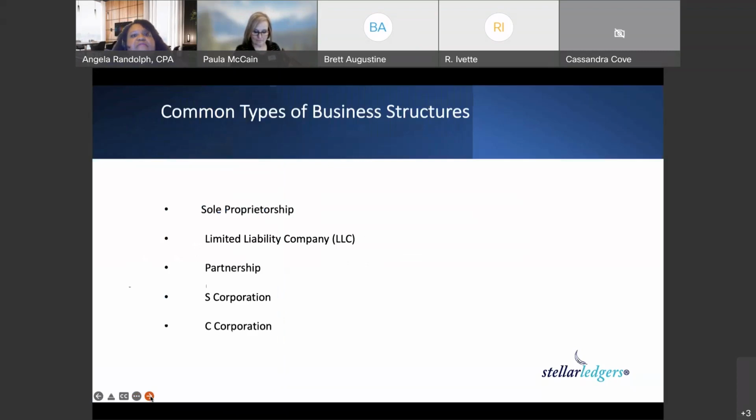So the 5 types of business structures we'll be talking about today are the sole proprietorship, limited liability company, partnerships, S corporation, and C corporations. These are the most common types that we'll cover today.